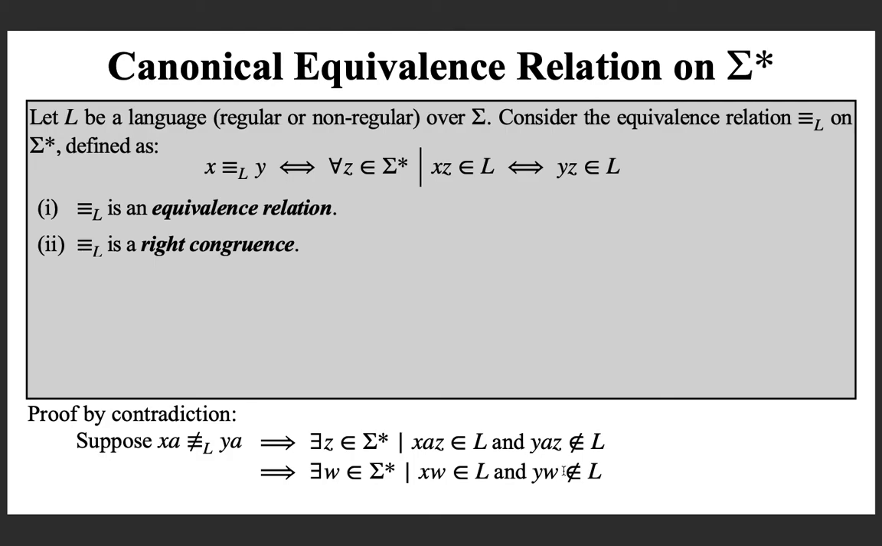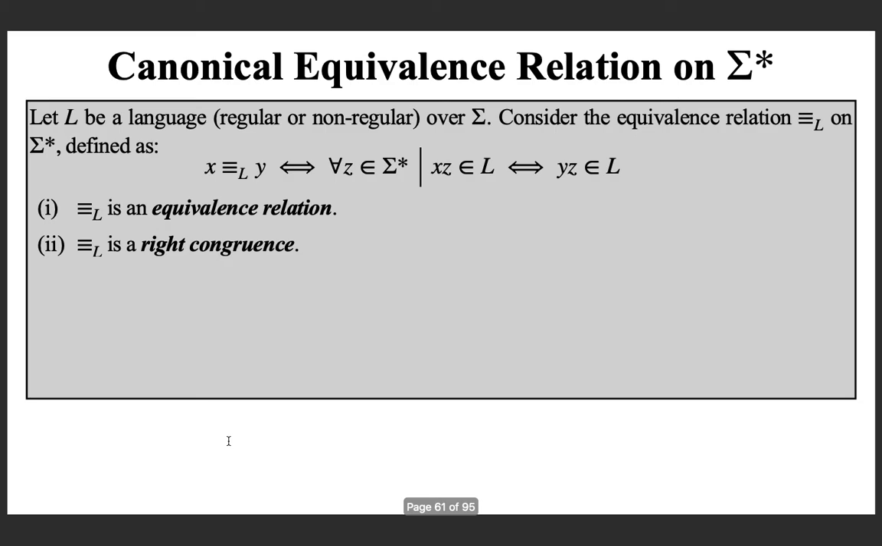Why? Because you can substitute w as z. Then I am exactly telling this w as z, and then these two are equivalent. Okay, now from this, using the definition of the relation, we conclude that x and y cannot be related. That is, whenever xa is not equivalent to ya, then x cannot be equivalent to y. So we got a contradiction, and hence whenever x is related to y, xa is related to ya.